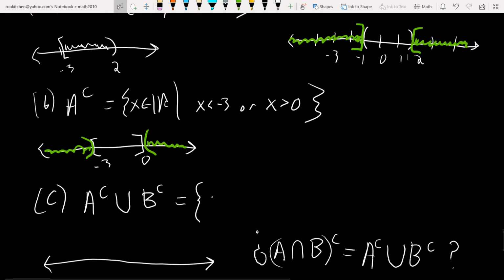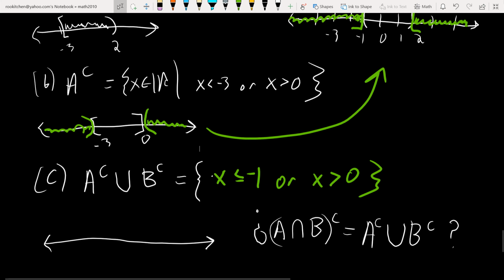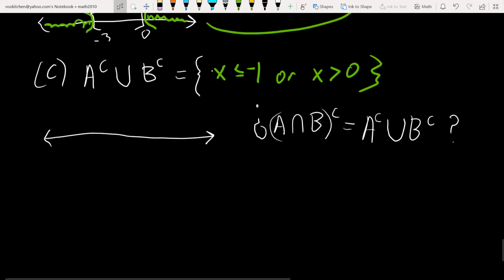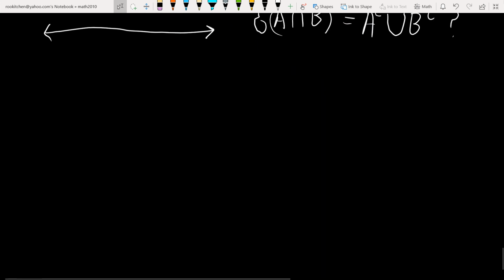And then what do I want? I want the union of all of that, so I can kind of, in my head, overlap it, right? So it's going to be all x's that are less than or equal to -1, or it's going to be all x's greater than 0. Because if you align this to this and see the overlap, you can end up making that conclusion. So you'll have a lot of that to play around with. Let's move on.